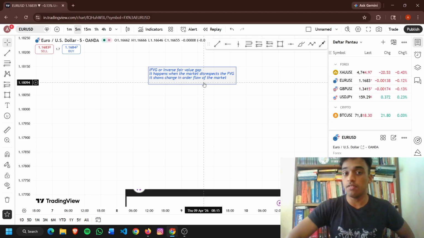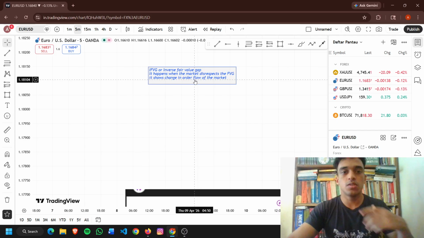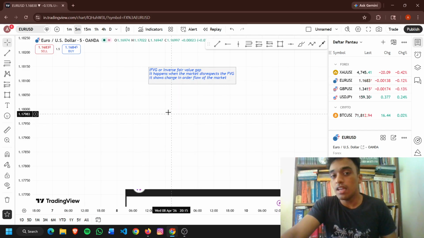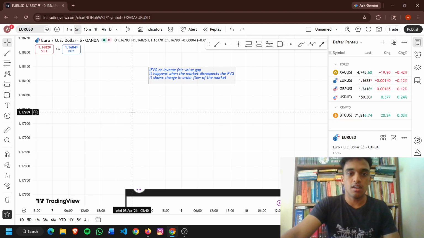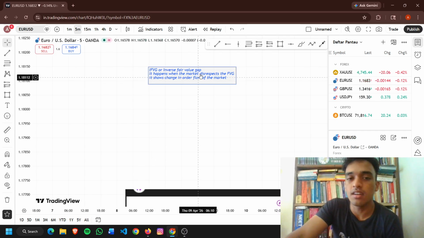Okay, if you guys know about fair value gaps, then all good. So today we are going to talk about inverse fair value gaps. So it is basically a fair value gap which is disrespected. So just write it down.